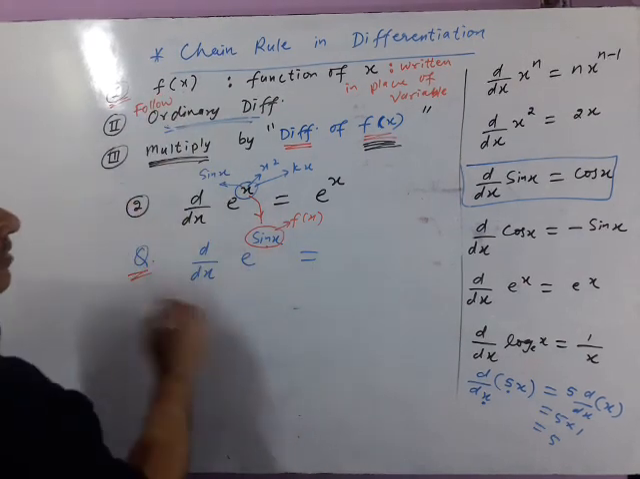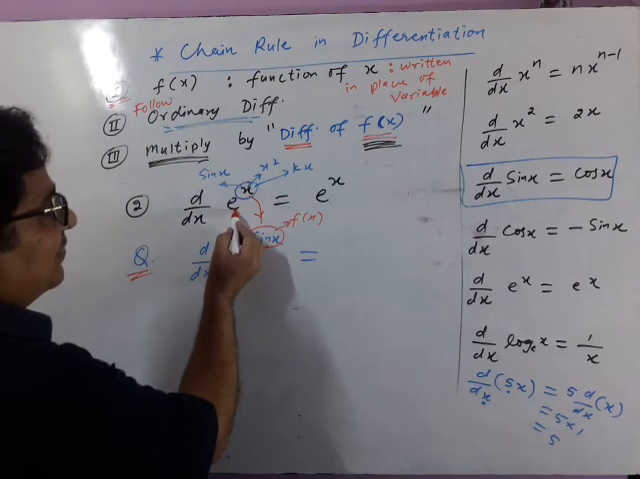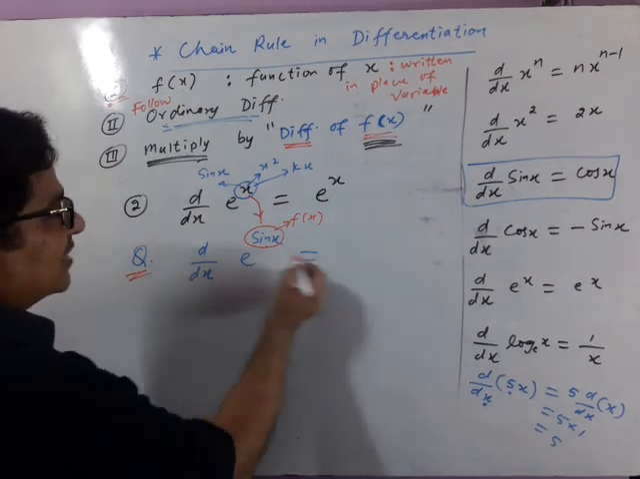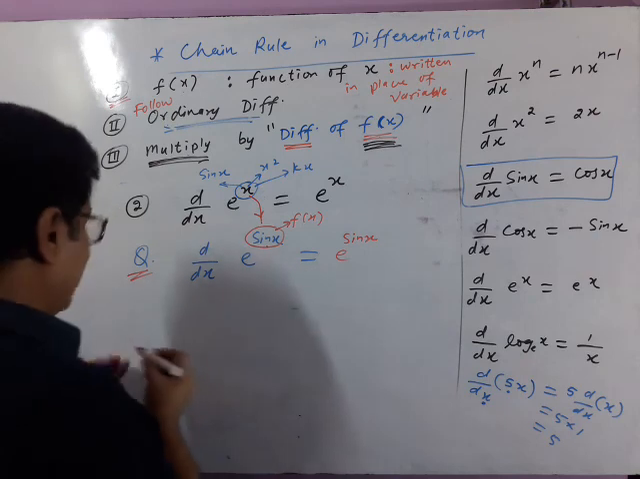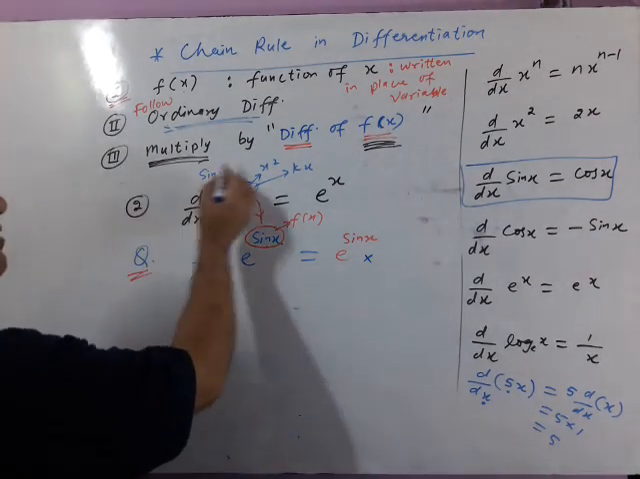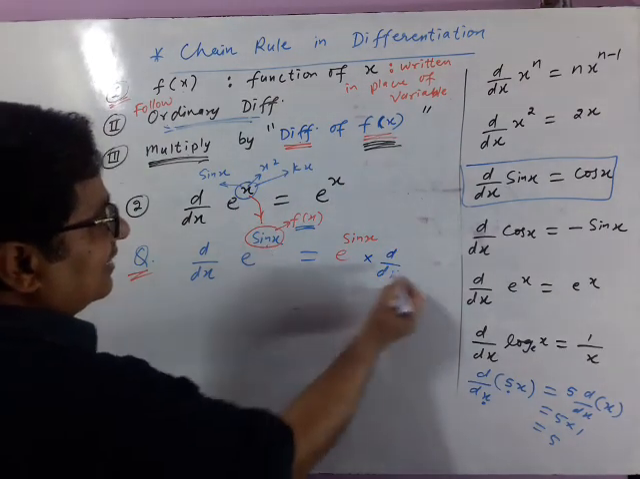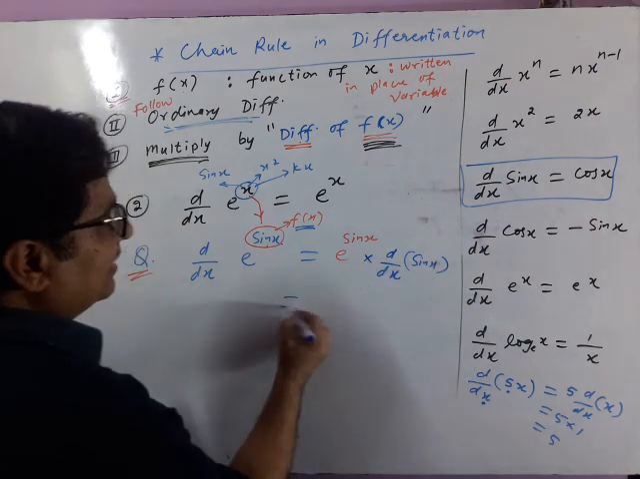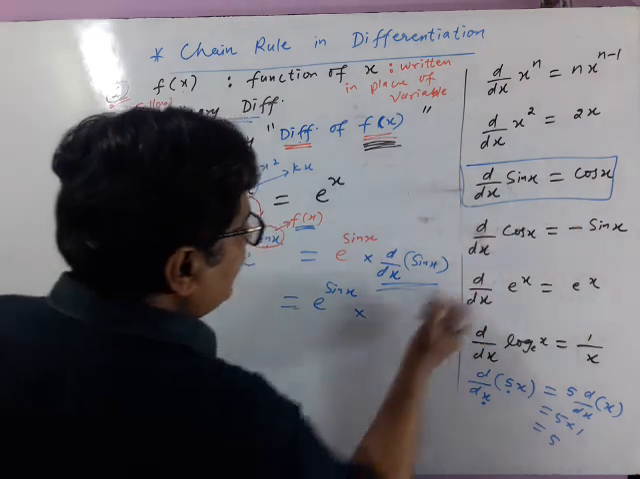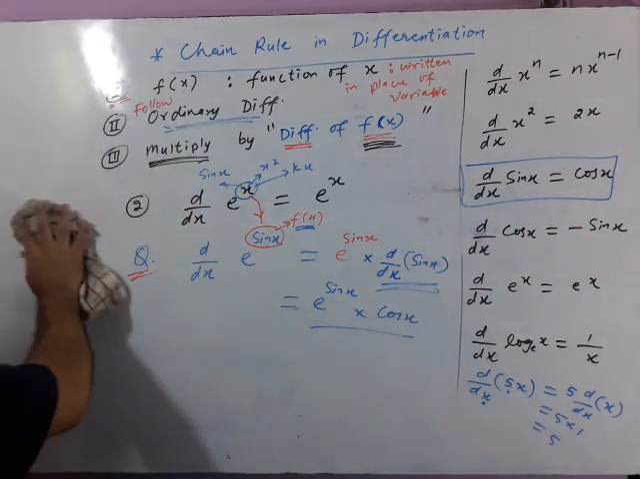Step number 1. Step number 2: follow ordinary differentiation. Like the differentiation of e raised to the power x is e raised to the power x, similarly the differentiation of e raised to the power sin x will be e raised to the power sin x. Step number 3: multiply by the differentiation of the function of x, and the function of x is sin x. So dy/dx of e raised to the power sin x is e raised to the power sin x into the differentiation of sin x, which is cos x. This is the answer for this question.